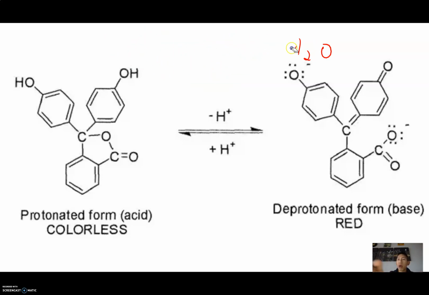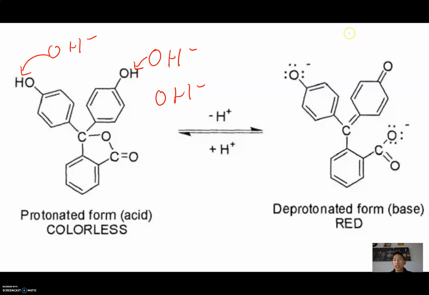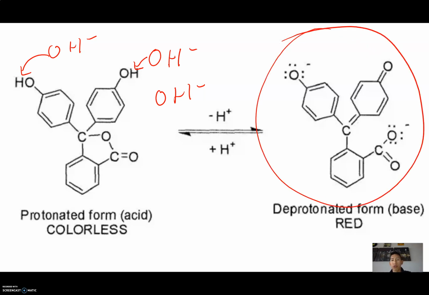Once we get to the point where we've neutralized all the acid and we add more OH-, what will happen is it will start to pull off these protons. When it pulls off these protons, it forms this structure right here.